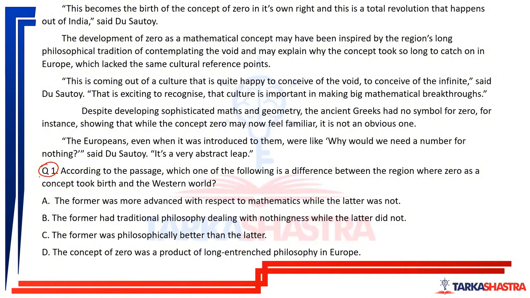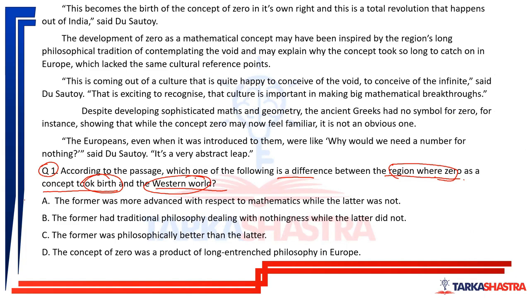Okay, so I hope you have solved all the questions properly. Let's take a look at the very first question. According to the passage, which one of the following is a difference between the region where zero as a concept took birth and the Western world? So first of all, in this question, there should be no confusion that the Western world and the region where the concept of zero took birth are two different areas. Obviously, they are trying to contrast these two things.